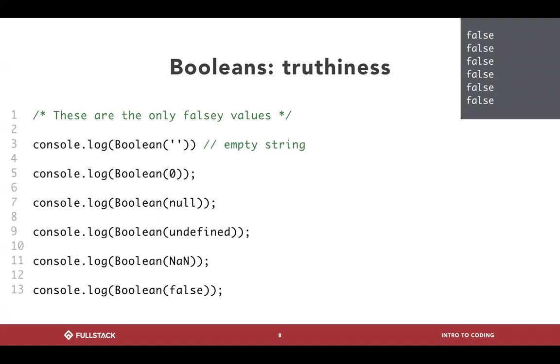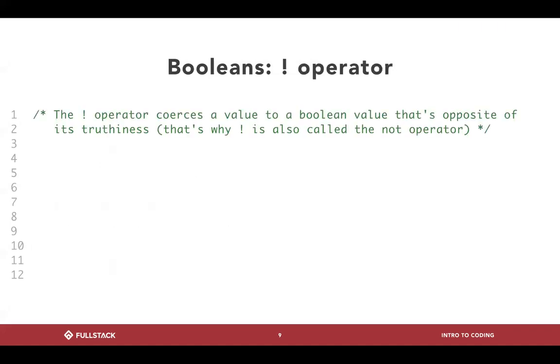Any questions about truthiness, about truthy values versus falsy values? The thing to take away here is that there's a specific set of falsy values, values that will coerce to false. All other values will coerce to true. All other values are truthy values. Okay.